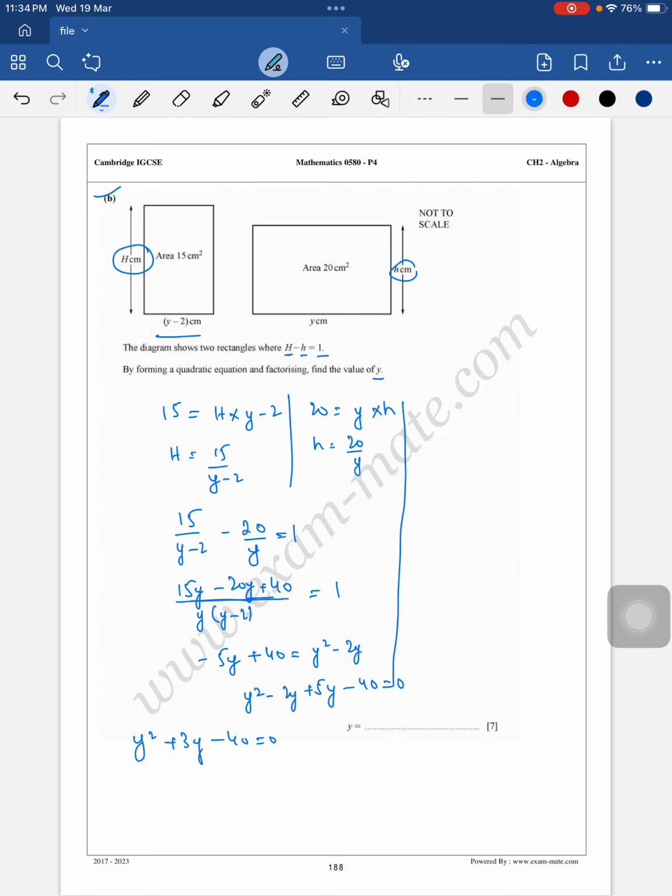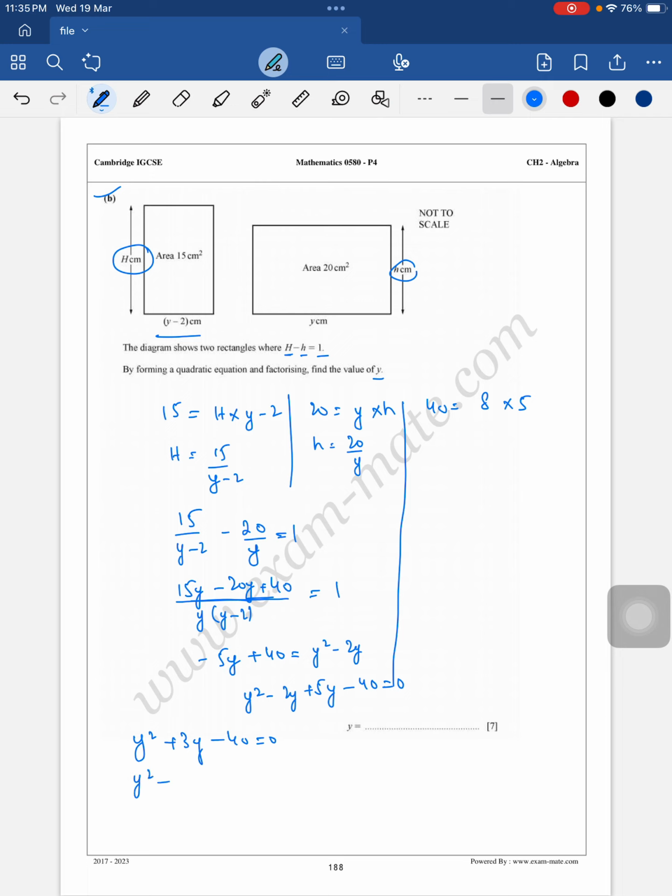Factorizing means I can do it by breaking the middle term. So the last term is 40 and the first coefficient is 1, so 40 into 1 is 40. I have to look for the factors of 40 which, if subtracted or added, give 3, the middle term. So 8 into 5: if I subtract 8 minus 5, I get 3. So yes, that can be used.